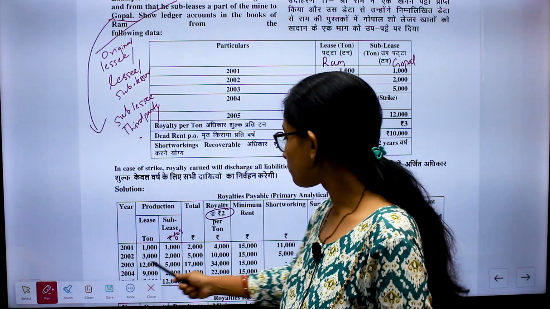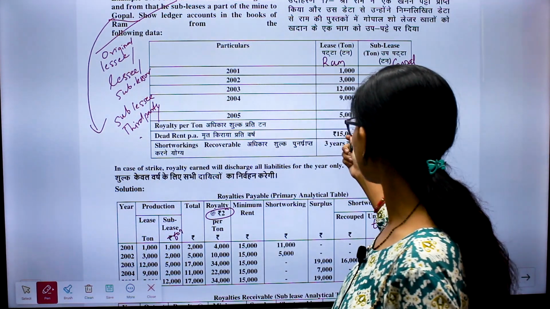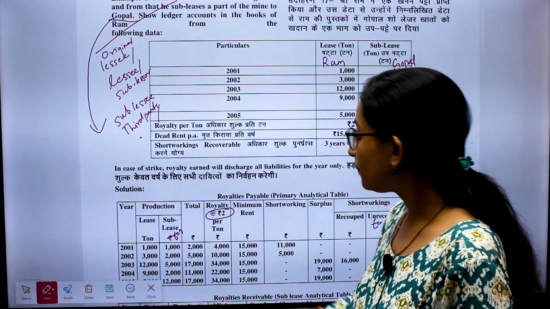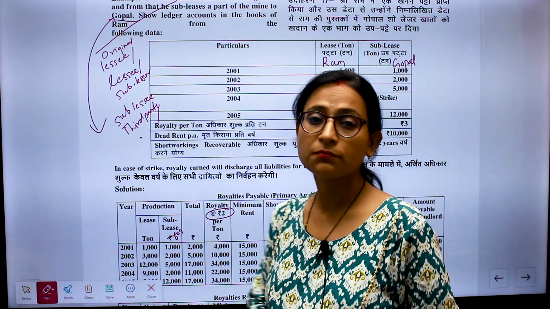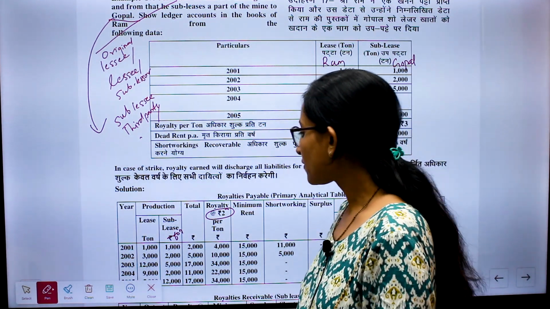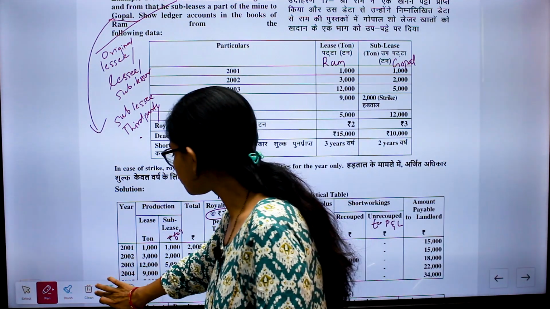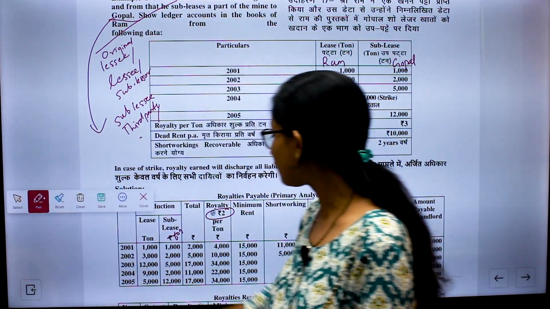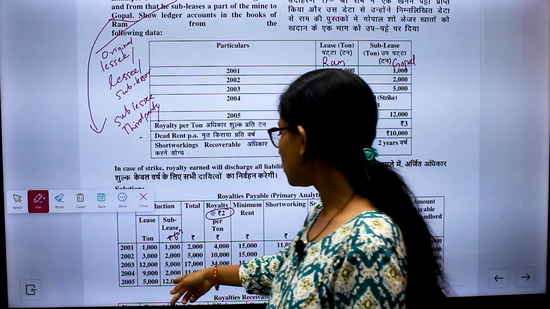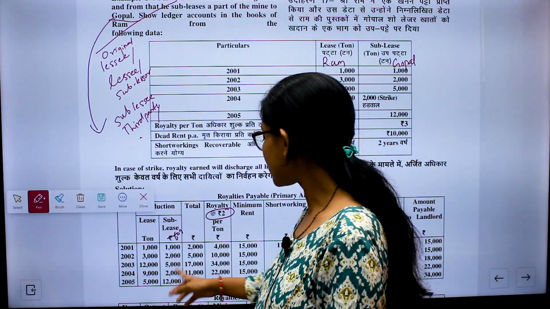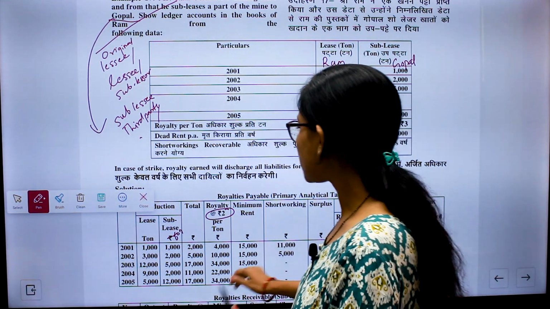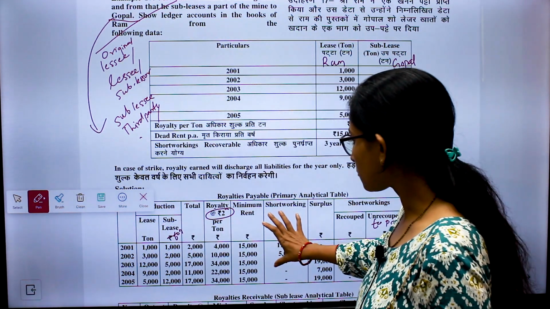In 2004, we will write down the tons produced by Ram, 9,000, then 2,000 of Gopal, and add this, you will get 11,000. 11,000 multiplied by 2, 22,000. Minimum rent is 15,000. Then in the last year, 2005, tons produced by Ram and 12,000 produced by Gopal. When we add this, we'll get 17,000 multiplied by 2, we'll get 34,000. Minimum rent is 15,000. This way we have prepared this much of the columns.